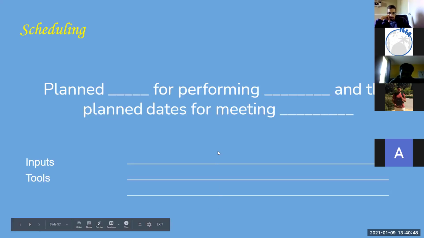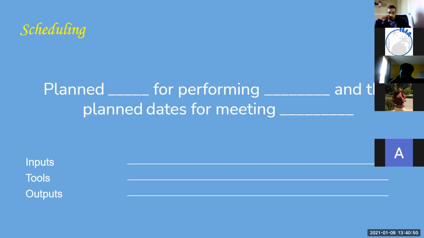All right, it requires inputs, and it requires tools and outputs. Your inputs are going to be your objectives, your goals, your work items, your activities. The tools would be calendars, dependencies, dependency lists, assumptions, right? And your output is going to be what? A schedule.